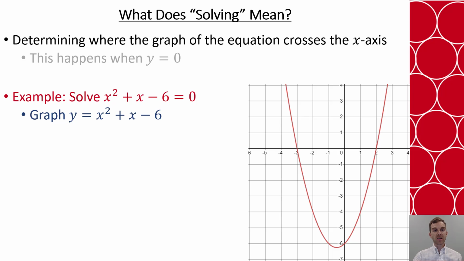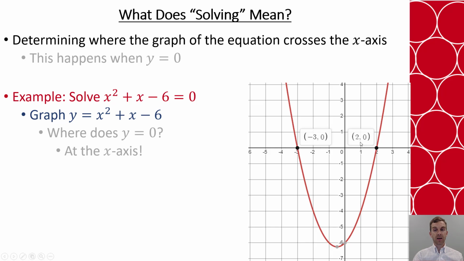And then what we're looking at is, where does the y value equal 0? And it happens wherever we cross the x-axis. So in this case, that is at negative 3, 0 and at 2, 0. That means that the solutions for this equation are x equals negative 3 or x equals 2.